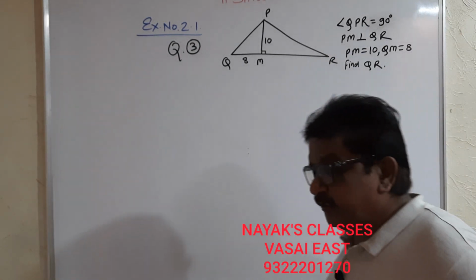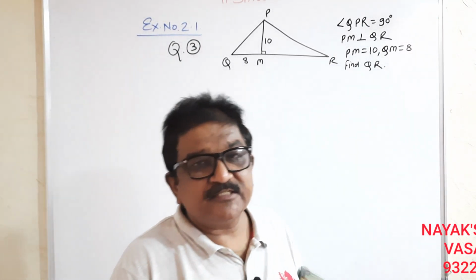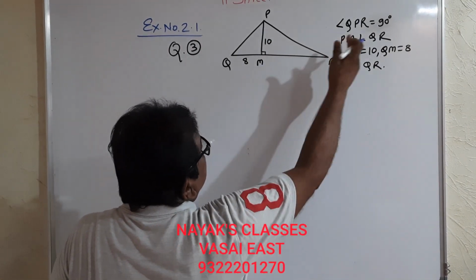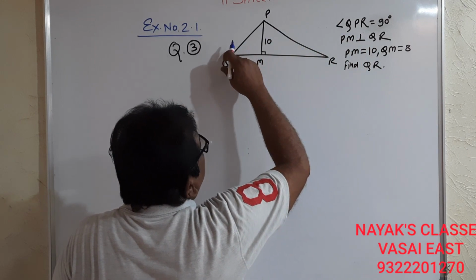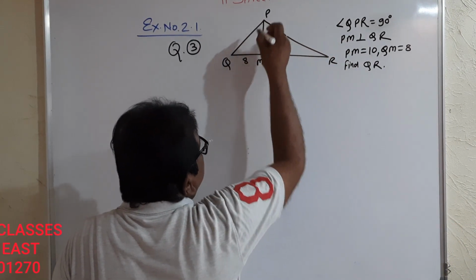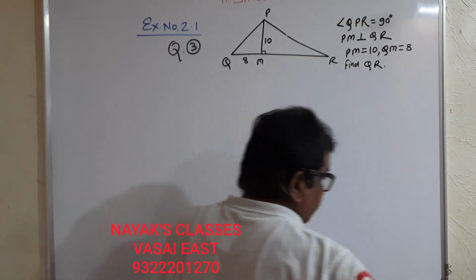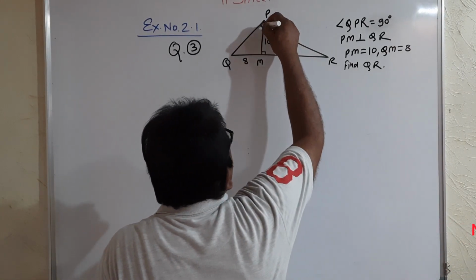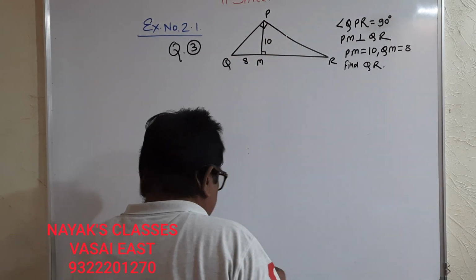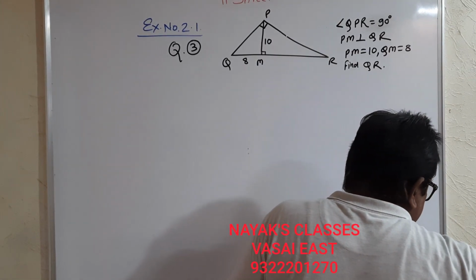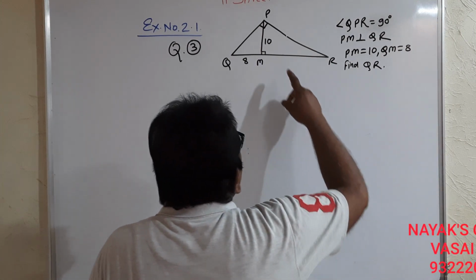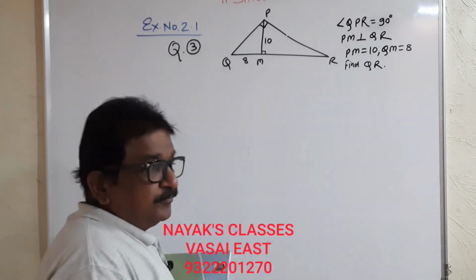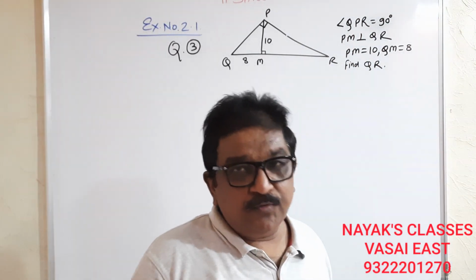Now we are in the third question of exercise 2.1. In this figure, they have given angle QPR is 90 degrees. That is the first thing. Second thing, they have given PM is perpendicular to QR.